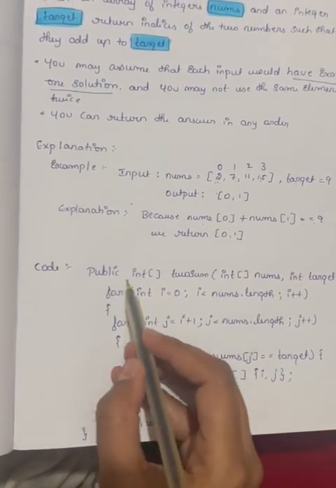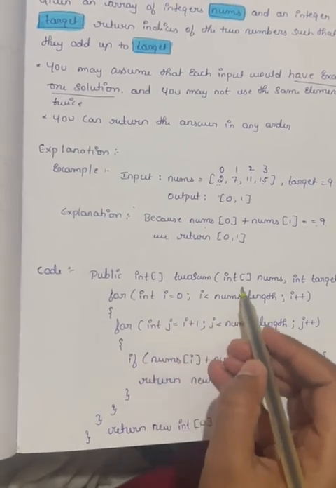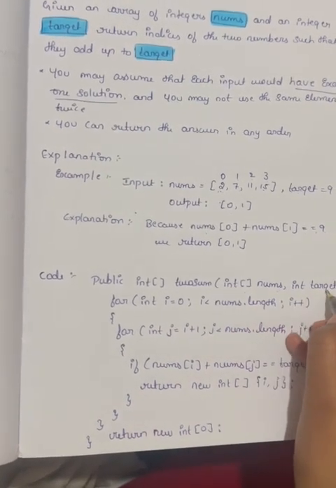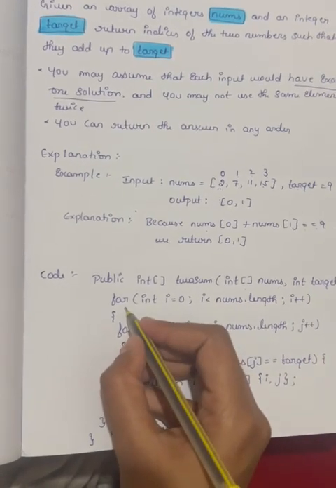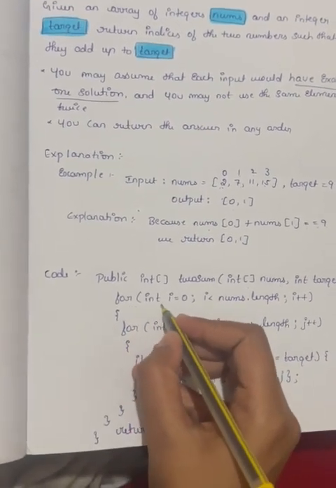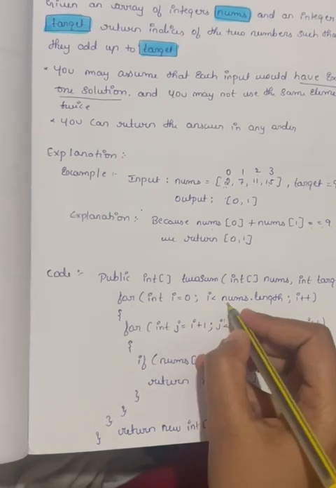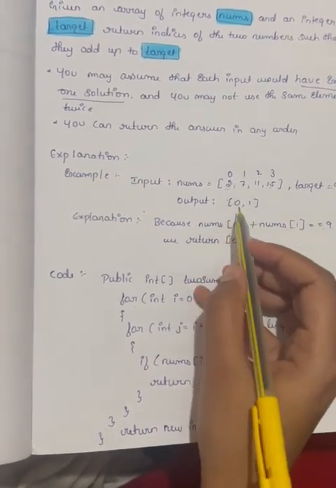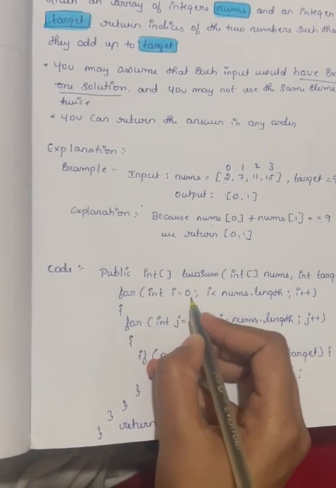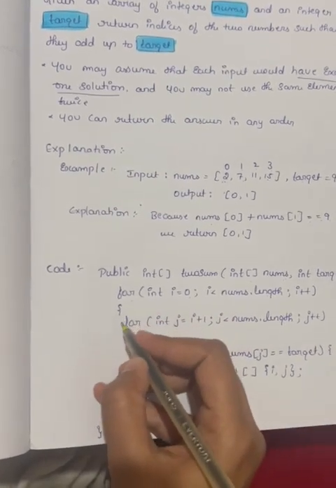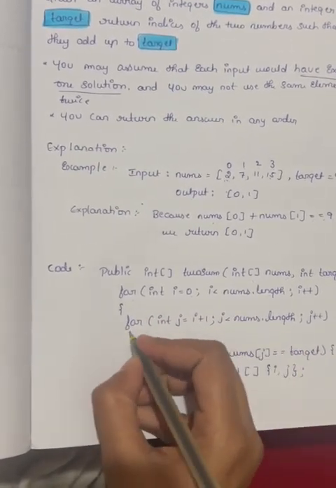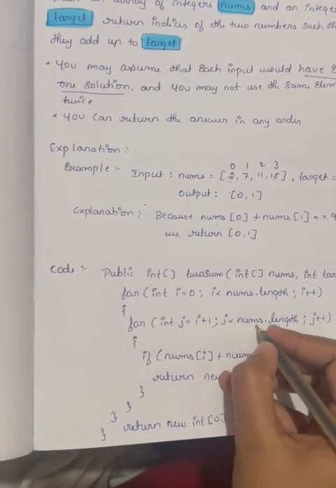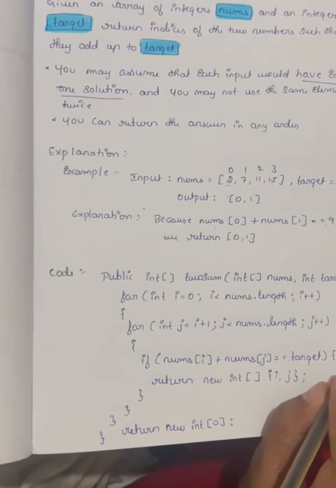Let's see the code of this. I have taken the method public int of twoSum of int nums, the array of nums and the target. Let's take one for loop: for int i is equal to 0, i less than nums dot length, i plus plus, because here the index starts from 0, so I have taken i is equal to 0. Next, I have taken one j loop in which for int j is equal to i plus 1, j less than nums dot length, j plus plus.